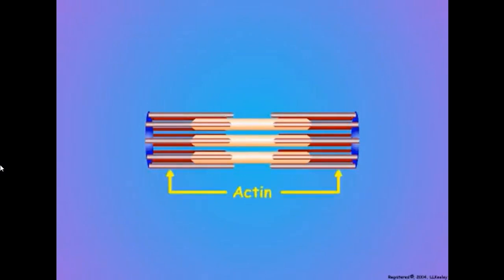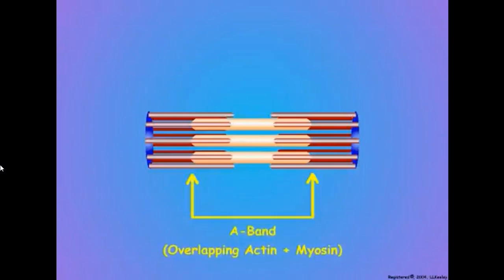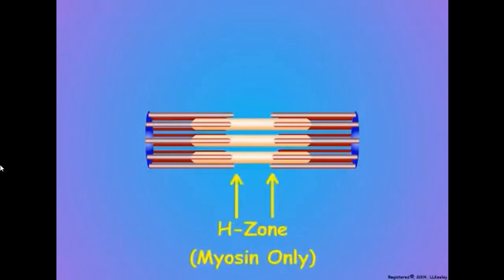Actin is a fibrous protein attached to the Z bands, which are protein plates at each end of the sarcomere. The I band reaches into the sarcomere and contains only filaments of actin. The A band results from the presence of overlapping filaments of actin and myosin. The H zone represents the presence of only myosin.